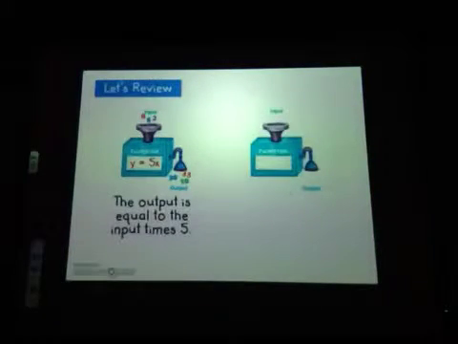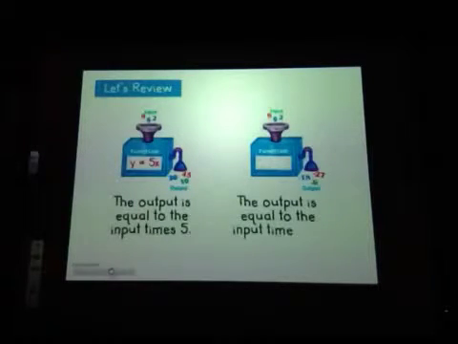Let's take a look at a similar machine. This time, when we input a 2, the output is negative 6. When we input a 6, the output is negative 18. And when we input a 9, the output is negative 27. So we could say in this machine, the output is equal to the input times negative 3. And therefore, this machine has a function rule of y equals negative 3x.